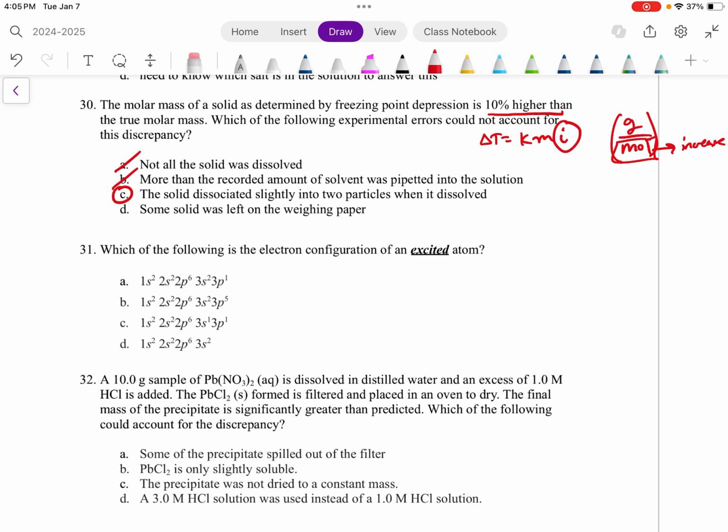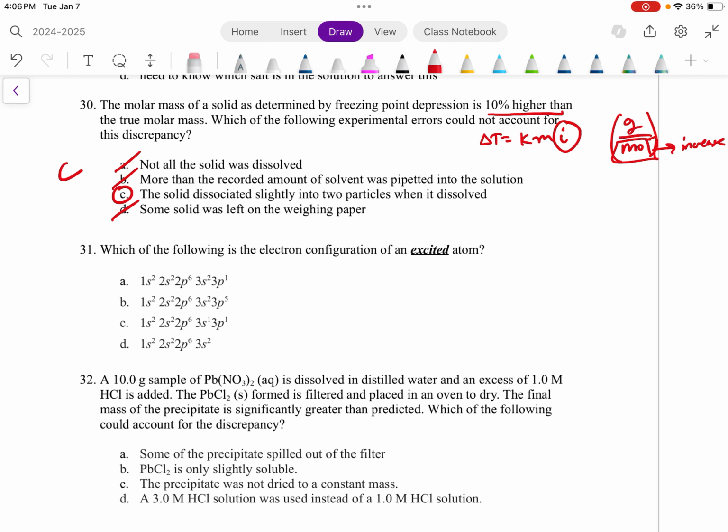Some solid was left on the weighing paper. Well, that would cause the molar mass to be higher than the true molar mass, right? So that would again be not the best answer there. So C is the best answer there, okay? So if some solid was left on the paper, you would think that your original molar mass would be larger than what you originally thought.